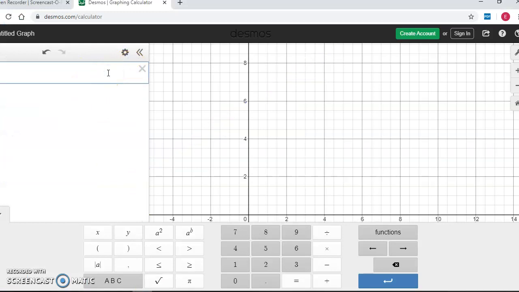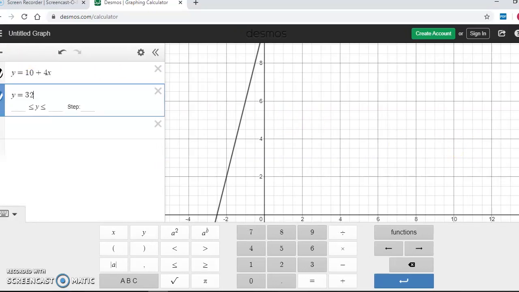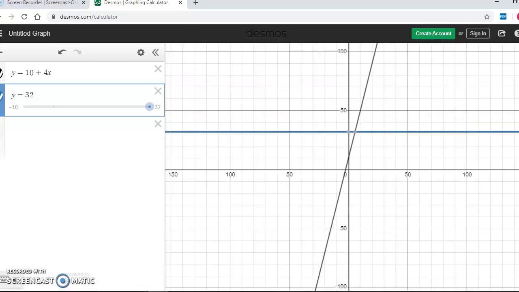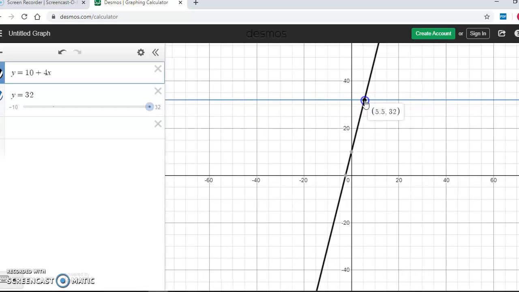So I go to Desmos, and I type this in. So I have y equals 10x plus 4. Whoops, that's wrong. Y equals 10 plus 4x, and then y equals 32. And what I want you to sketch on your graph or on your paper, the lines are already there, is that this has one solution. And my solution is 5.5 and 32, but I know my answer is my x value. So this is saying I could buy 5.5 drinks. I know that's not a thing. So what I would do is round down and say I could buy 5 drinks total.